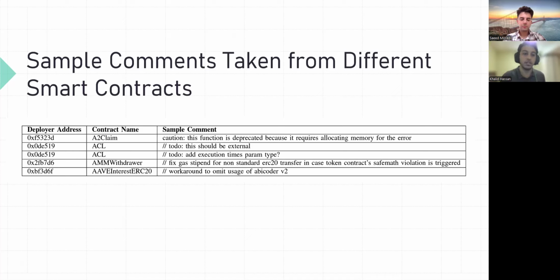This is a sample of the comments that we have in our data set. As you can see, all of them generally have one of the keywords that I talked about before, either todo, fix, workaround, deprecated, etc.